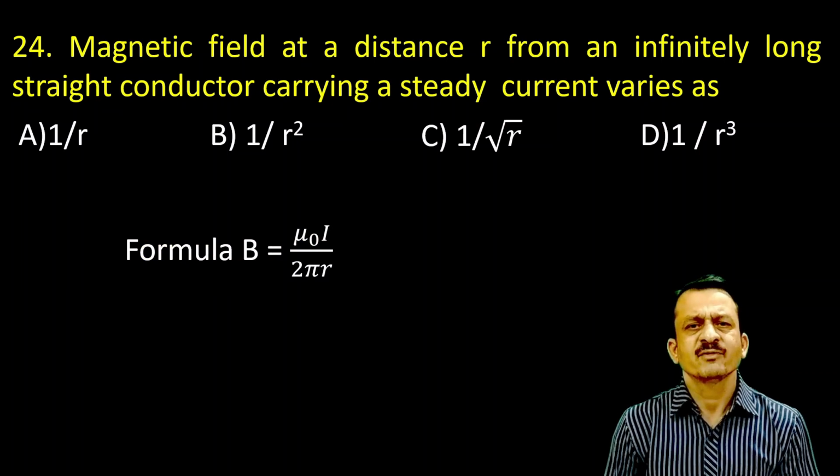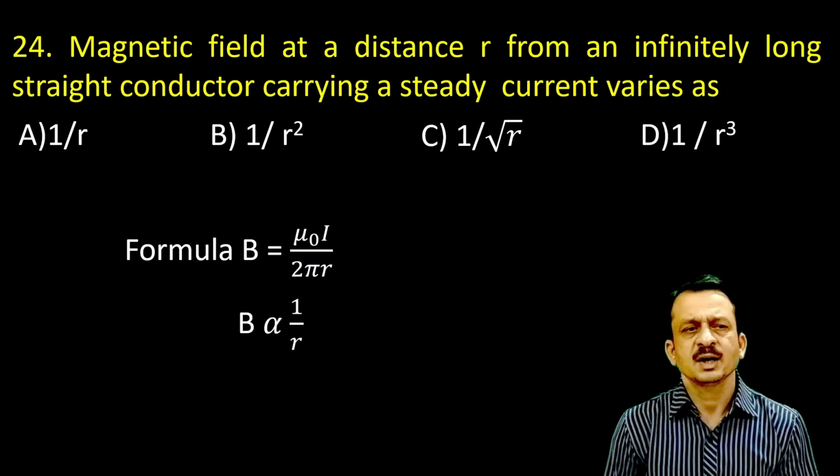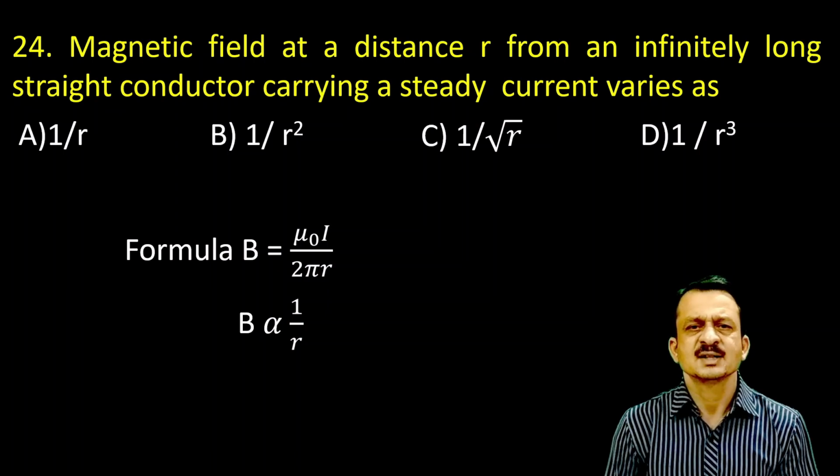Therefore here the magnetic field is inversely proportional to the distance. Therefore B proportional to 1 upon r, and hence A is the right answer. It is a conceptual problem. So B proportional to 1 upon r, inversely proportional to the distance from the infinitely long straight conductor. Next problem.